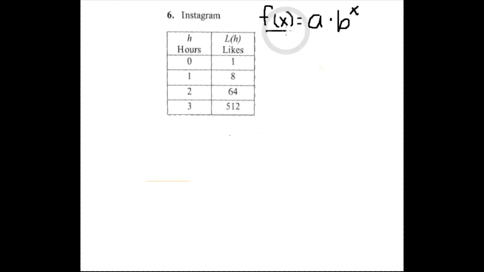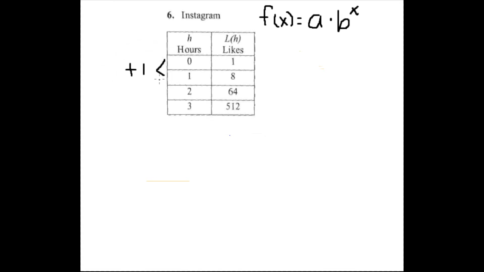So our output, f of x, is equal to our initial value times the constant multiplier to the input power. Okay? So that's what we're looking at here. All right, so let's see if we do indeed have a constant multiplier here. I always start with the left side, and I just make sure it's increasing at a constant rate.